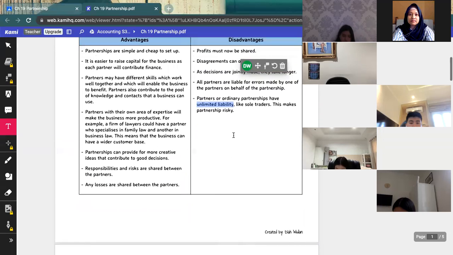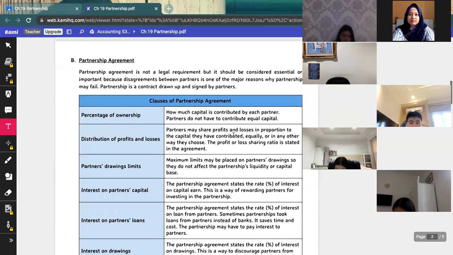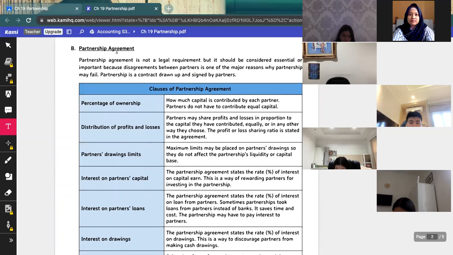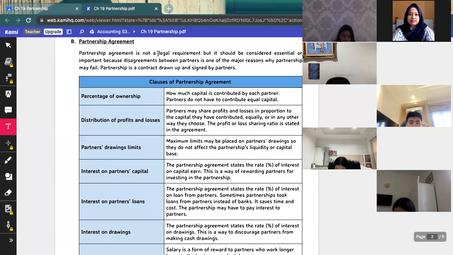Next, since we are dealing with people in one business, a partnership agreement is needed. A partnership agreement is not a legal requirement. It is not a must, but it should be considered essential or important because disagreements between partners are one of the major reasons why partnerships may fail. Once again, it is not a must, but it is suggested to avoid disagreements in the business.